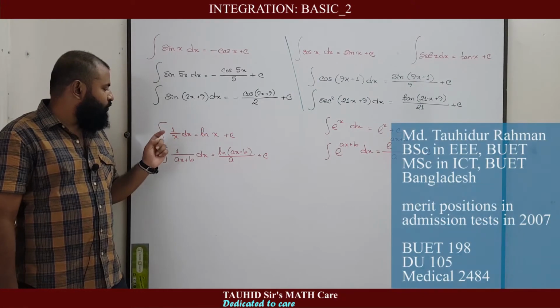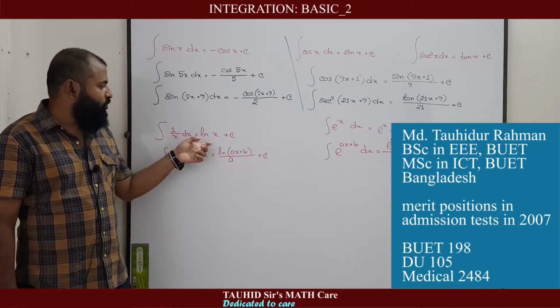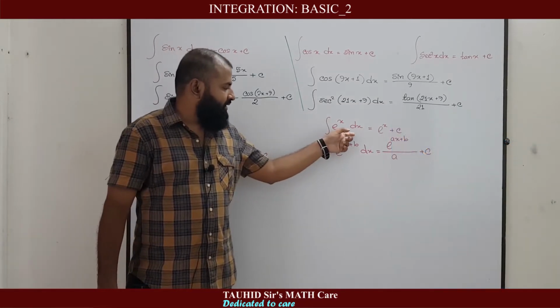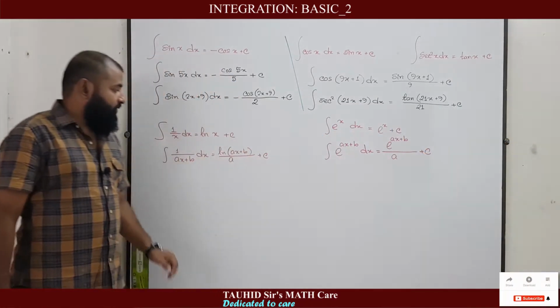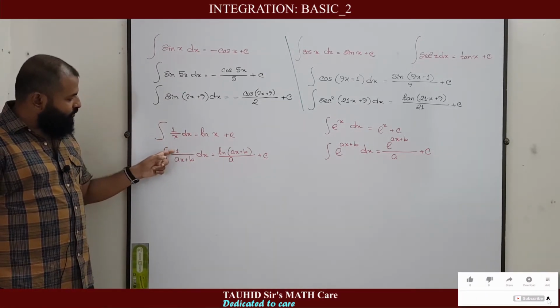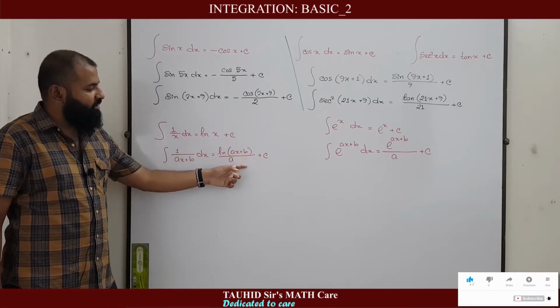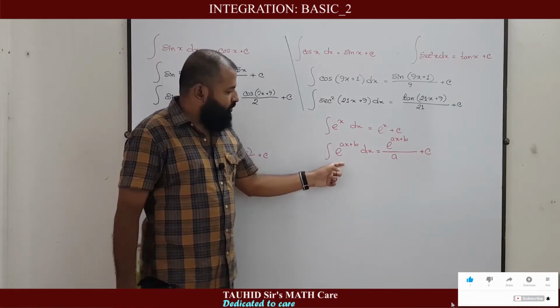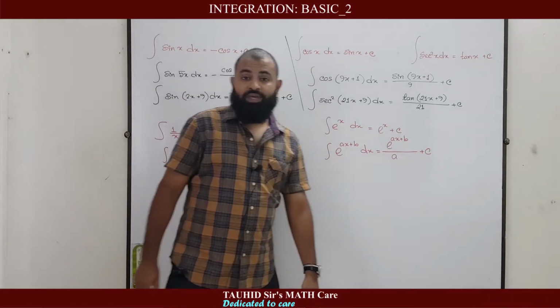Another two formulae we have learned in the previous video are: integration of 1 by x dx equals ln x plus c, and integration of e to the power x dx equals e to the power x plus c. And from these two formulae we found another two formulae: integration of 1 by ax plus b dx equals ln(ax plus b) divided by a, and integration of e to the power ax plus b equals e to the power ax plus b divided by a.